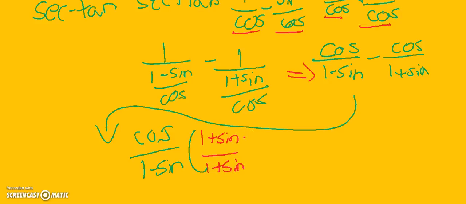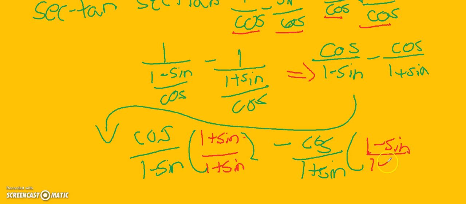And then for this other, we're going to do minus cosine over 1 plus sine. Now we're doing this just to get common denominators, which we can hopefully simplify. So this should be times 1 minus sine over 1 minus sine. Great. Okay, so let's multiply this out, simplify this further, and see what we get.